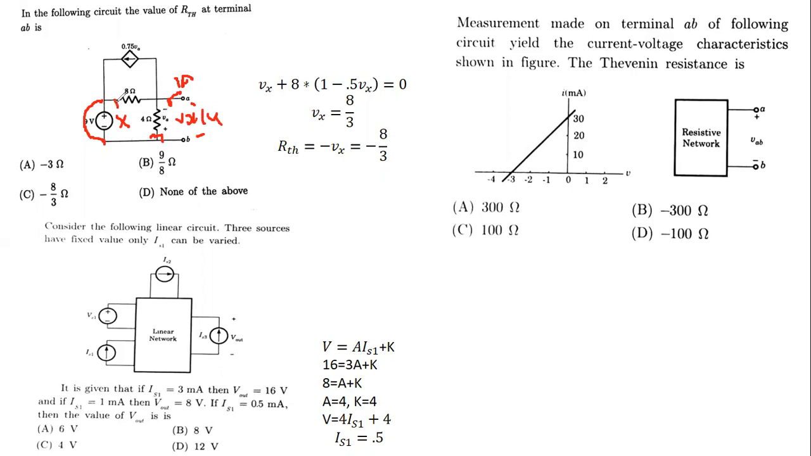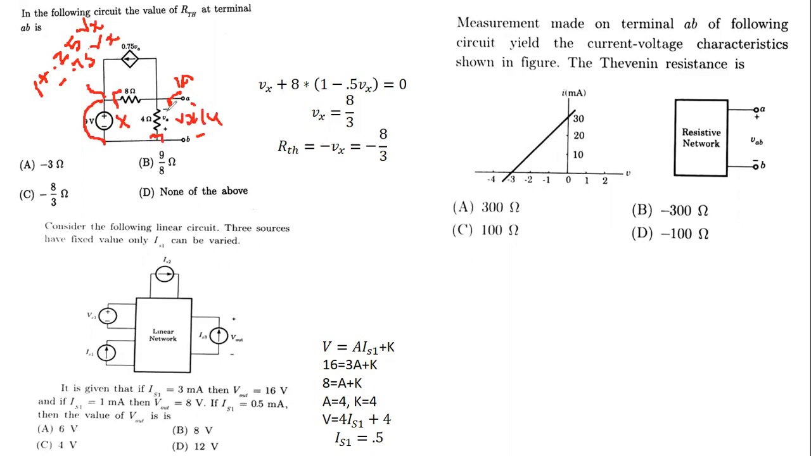Now the current in this branch, this resistance is 8 ohm. 1 ampere is coming from here, Vx by 4 is here, and the outgoing current is 0.75 Vx. So the current in this branch is 1 plus Vx by 4, which becomes 0.25 Vx, and the outgoing current is minus 0.75 Vx.